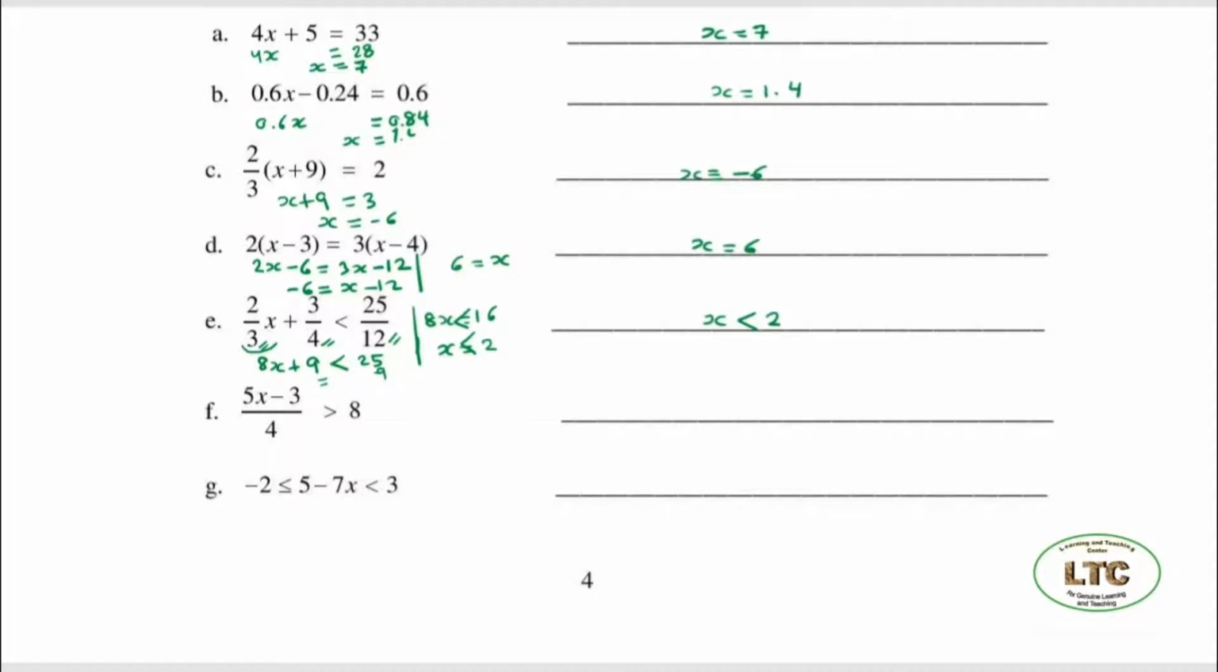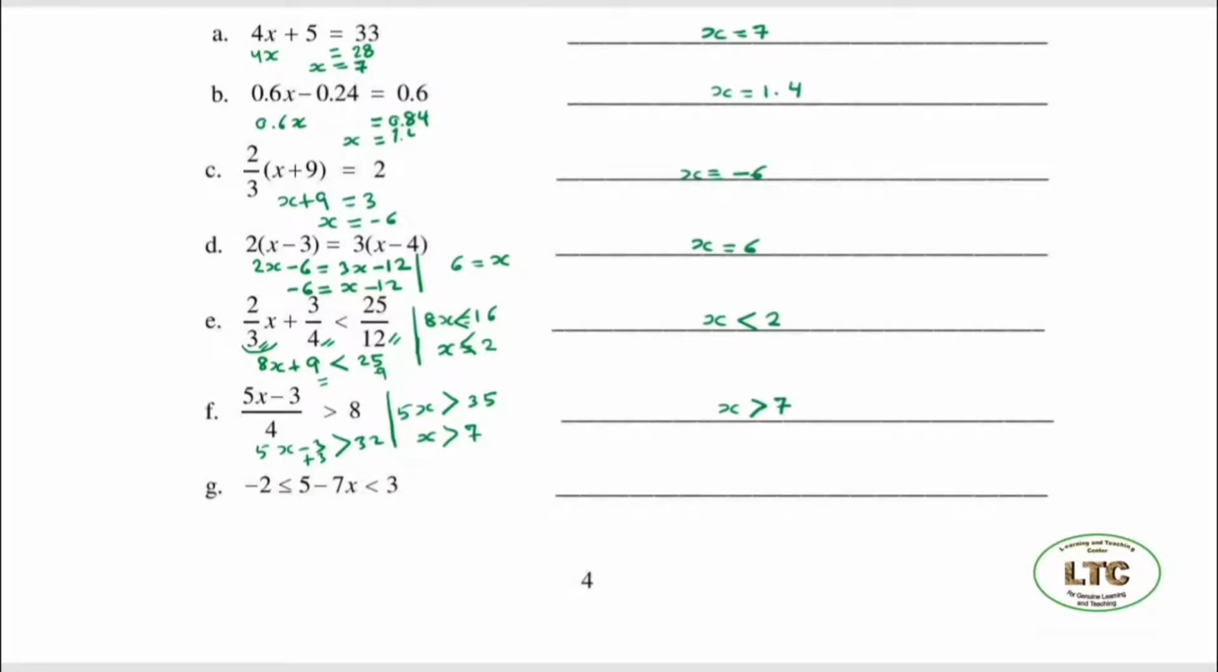F. So let's remove fractions. You multiply the left hand side by 4. 4 and 4 cancel, 5x minus 3. You multiply the right hand side by 4, you get 32. And let's add 3 on the left, you get 5x. If you add 3 to the right, 35. If you divide the left hand side by 5, you will get x. If you divide the right hand side by 5, you get 7. So your answer, the solution set, is all numbers greater than 7.